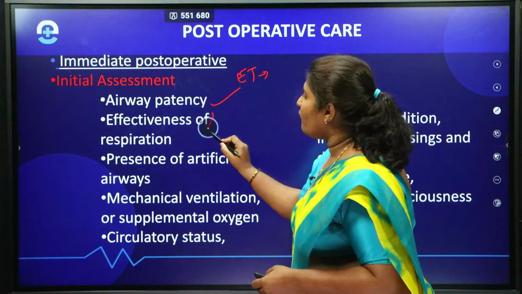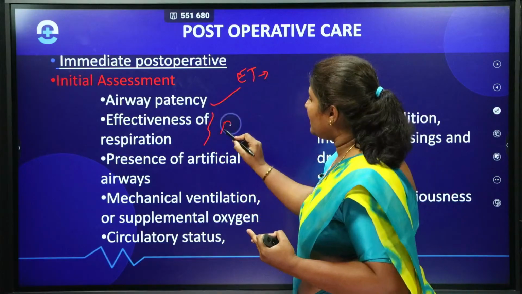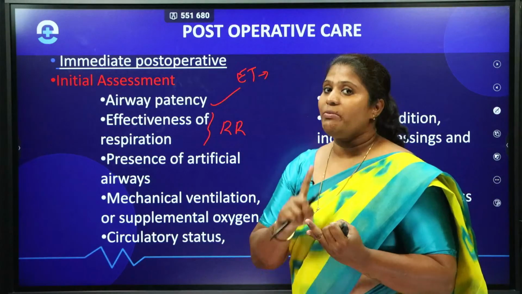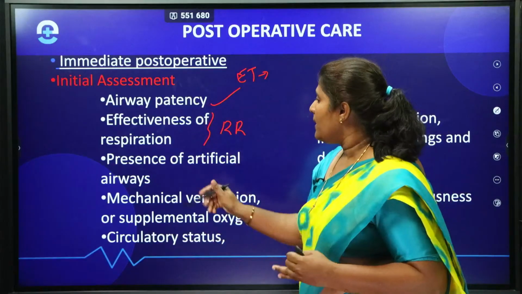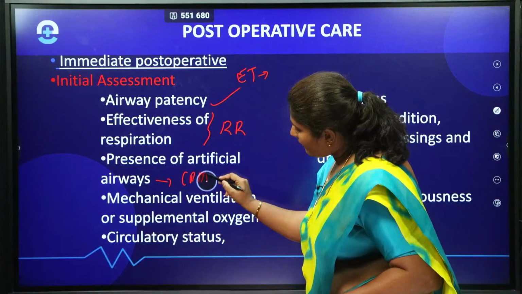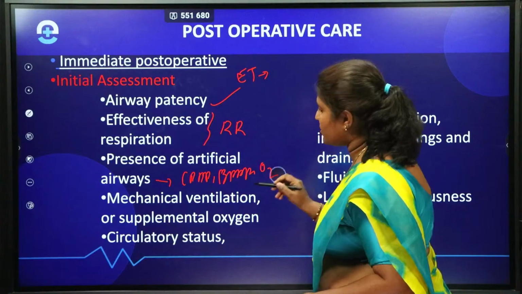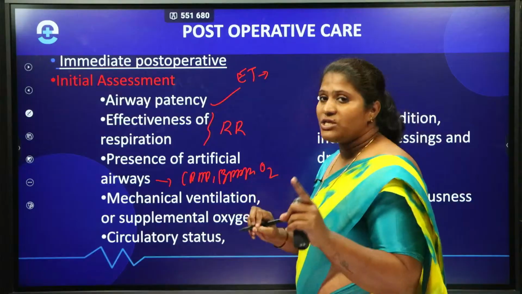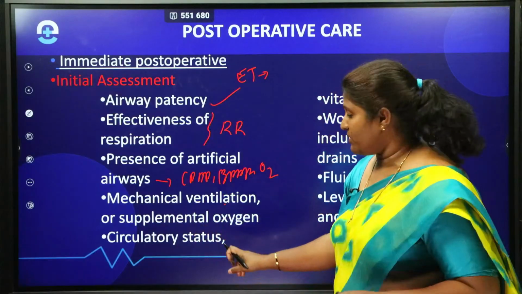Then effectiveness of respiration: you need to check the respiratory rate, whether the patient has a proper respiratory rate, or any aspirations, everything. As a nurse, we need to do all this assessment. Presence of artificial airway, as I said before, CPAP, BPAP or ET tube or oxygen administration, everything you need to check, whether it is present or not. So documentation is very important. Mechanical ventilation or supplemental oxygen has to be checked.